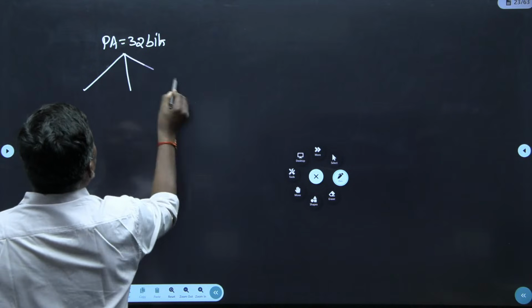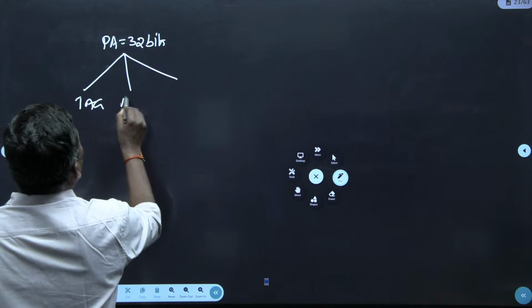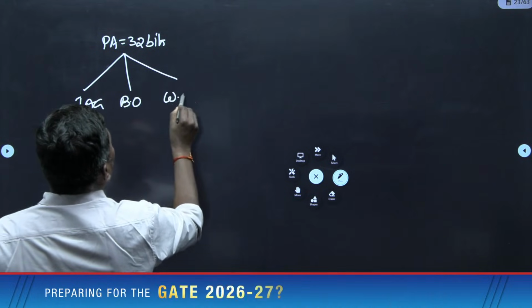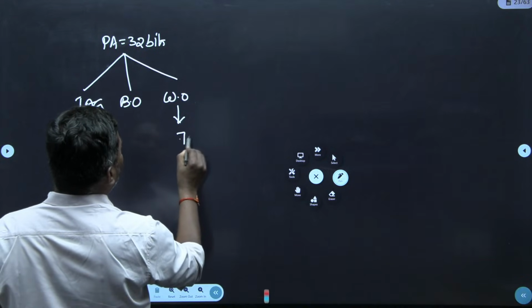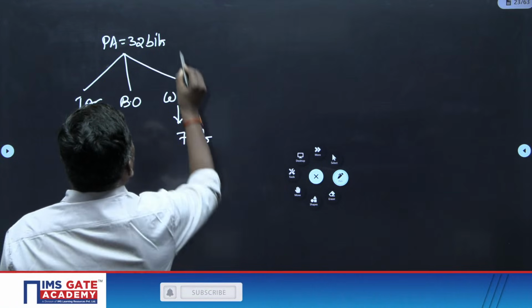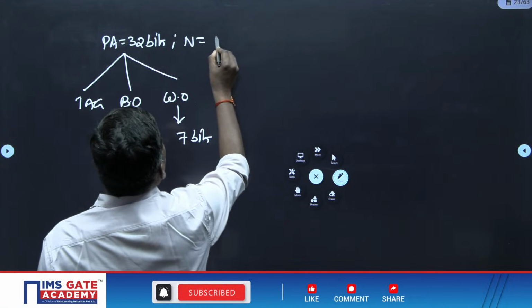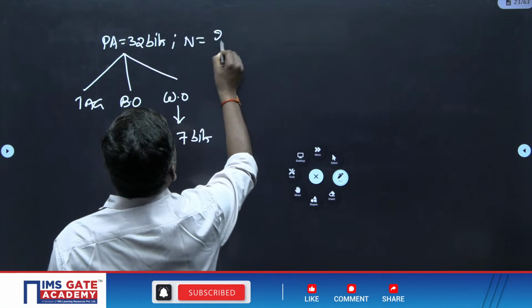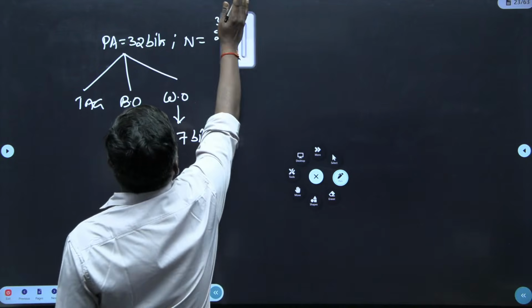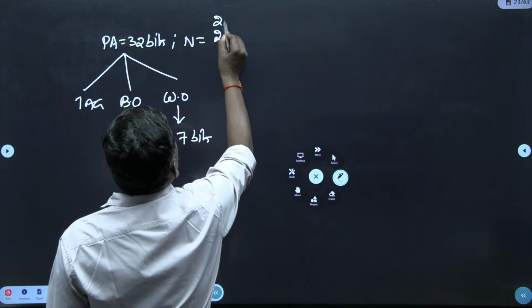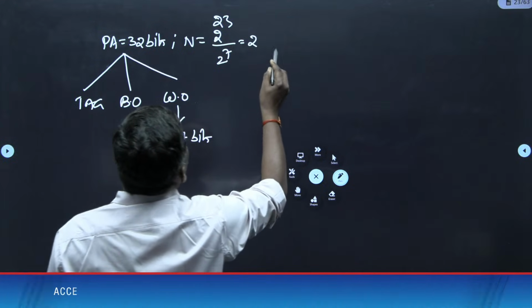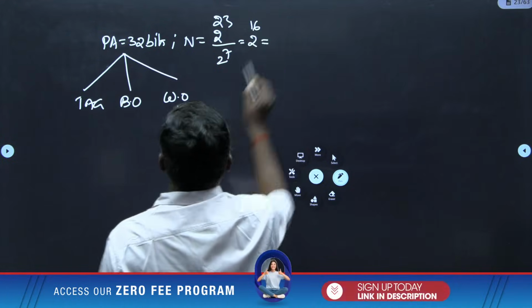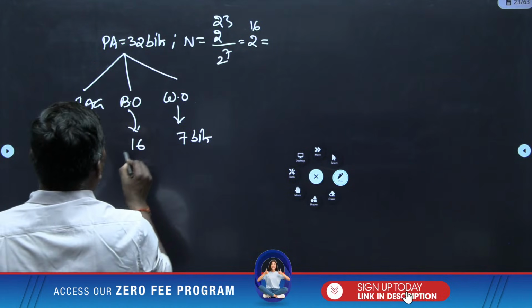So the 32-bit address is divided into tag, block offset and word offset. Since the block size is given as 128 bytes, 7 bits are required. Now I can calculate the number of blocks, N: total cache size 2 power 23 divided by 2 power 7, so this value is 2 power 16. So 16 bits are required.